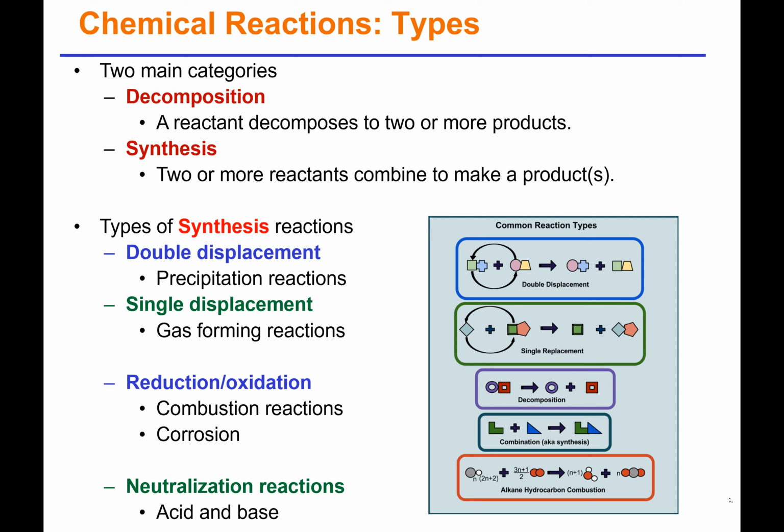And I have synthesis. So here in a synthesis reaction, I have two or more reactants combining to make a product or products. So it could go from two things to one thing, or it could go from two things to many things. Okay, so that would be synthesis. So decomposition, we start from one thing, turned into many things. Synthesis, we start from at least two things, we form one or more products.